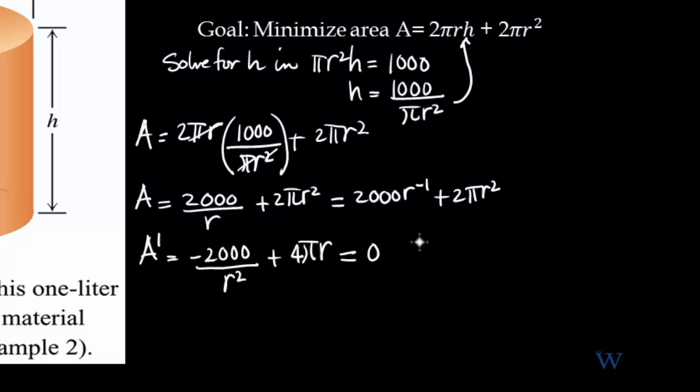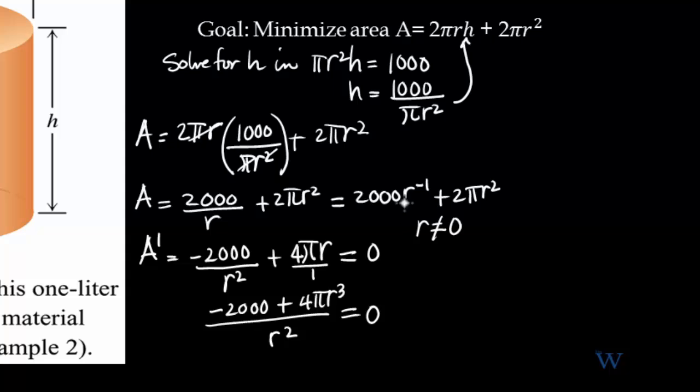Alright, so you've got, take the common denominator, so it's going to be r squared. Then you're going to get minus 2000 plus, that's over 1, so what's the common denominator? r squared. You need to multiply that by r squared, so you have 4 pi r cubed. Set it equal to 0. Now remember, we can't let r be equal to 0, so r cannot be equal to 0. Right? So we just let minus 2000 plus 4 pi r cubed equal to 0.